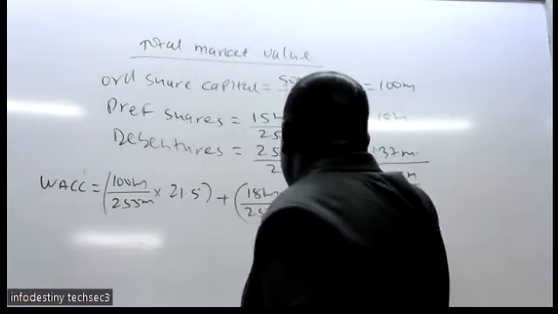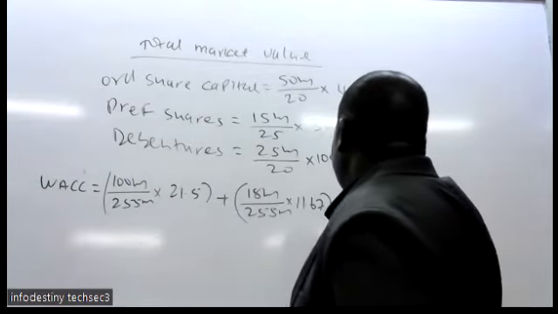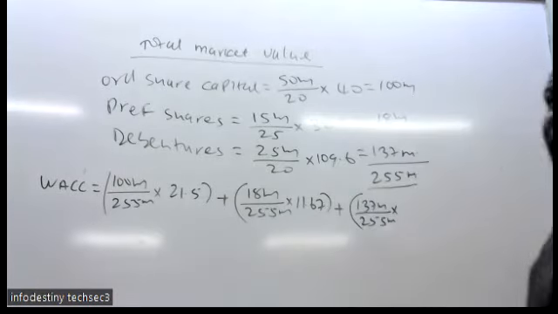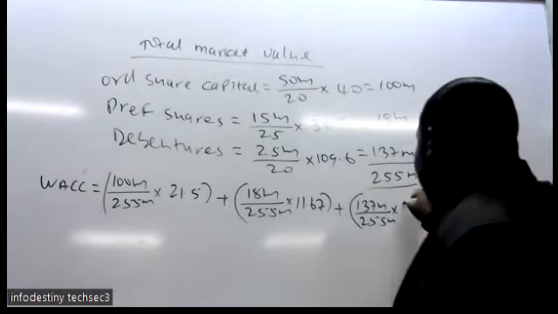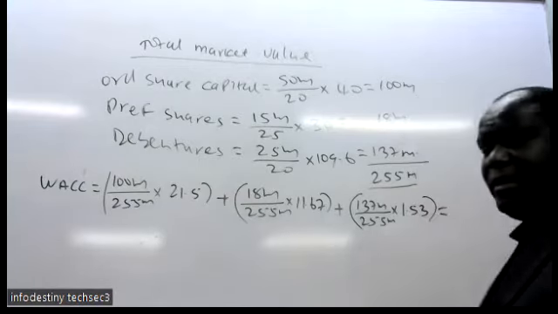11.67. Then finally, the debenture 137, also divided by 255. So the one for the debenture in the Roman letter 2, we got which figure? 1.53. Yeah, so you combine them by that.